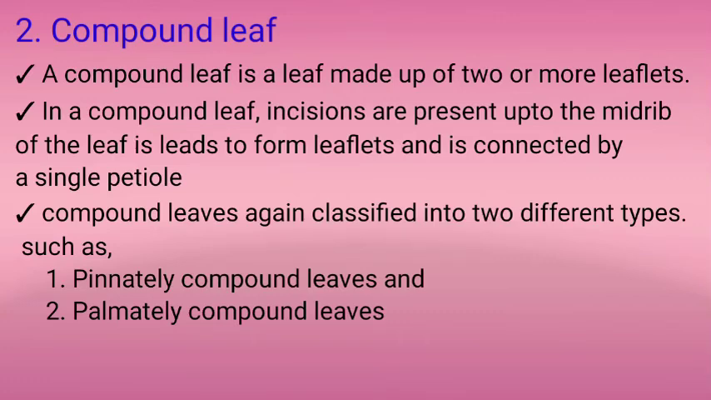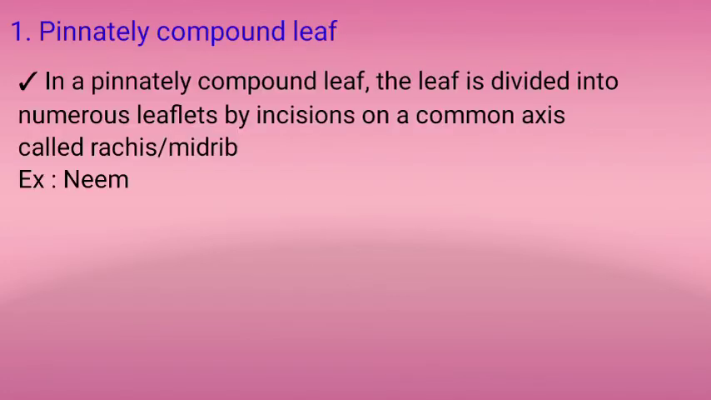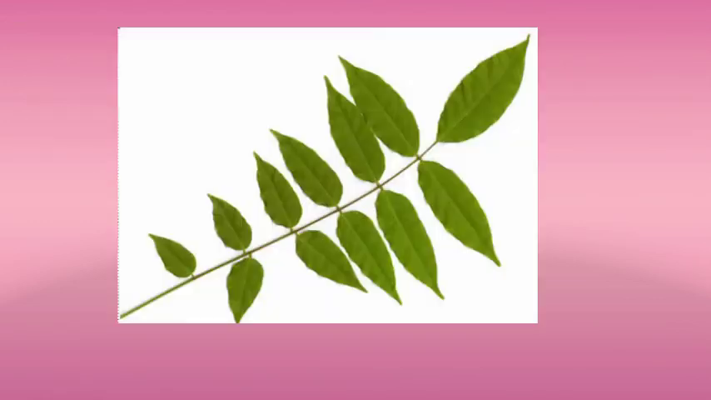Compound leaves are again classified into two different types. Number 1, pinnately compound leaf. Number 2, palmately compound leaf. Pinnately compound leaf. In a pinnately compound leaf, the leaf is divided into numerous leaflets by incisions on a common axis called rachis or midrib. Example, Neem, Azadirachta indica. Let's see the diagrammatic representation of pinnately compound leaf in Neem. All the leaflets are arranged on a common axis called rachis or midrib.